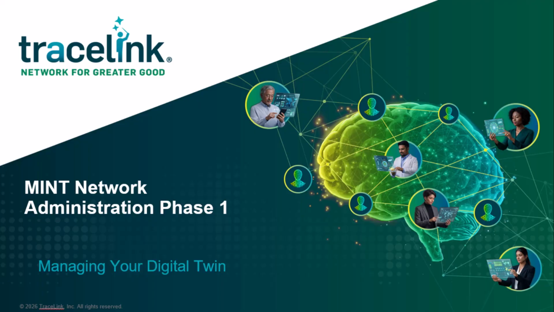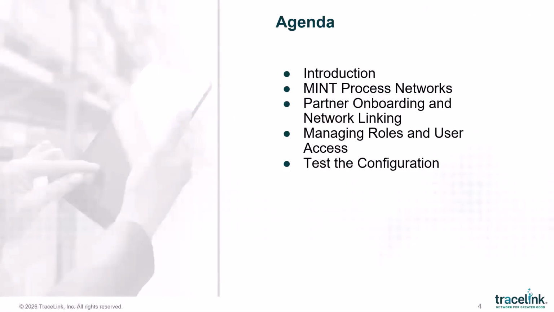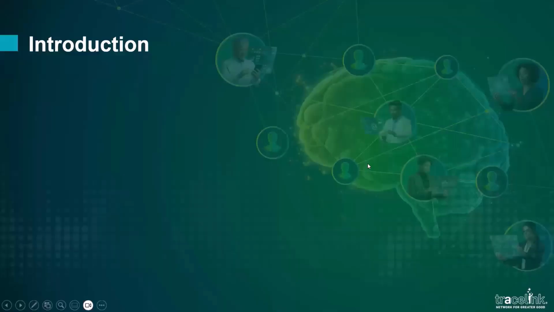Before we get started, I'm just going to go through the agenda for today. First, I'm going to give an introduction. Then we're going to take a look at Mint process networks, how to onboard your partner and network linking, managing roles and user access, and then finally we're going to test the configuration. So let's start with an introduction.